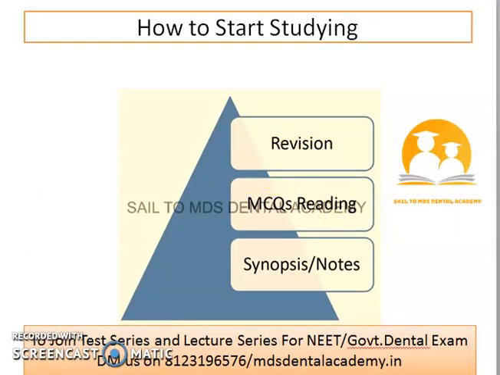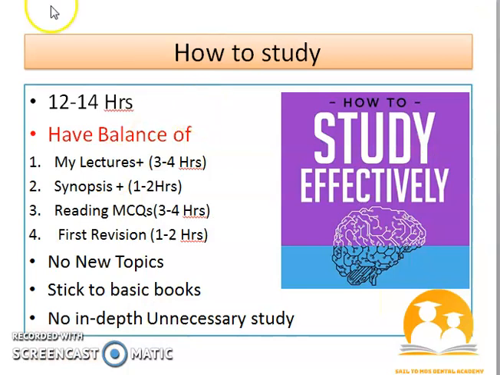Then aspirants, we are going to see how to study. Nowadays, as we are near the examination, you have to give at least 12 to 14 hours. Those who are in the internship, please, you have to study 12 to 14 hours. Anybody working in the clinic, please try to give very less time to the clinic, focus more on the examination. Anybody who has a clinic and is practicing, try to devote more time to the study. At least 12 to 14 hours you have to give.